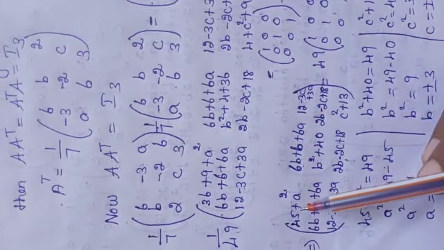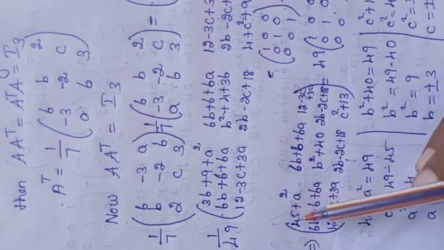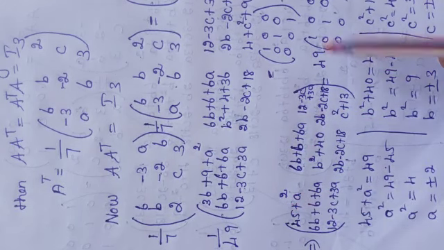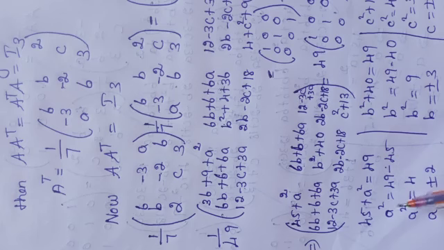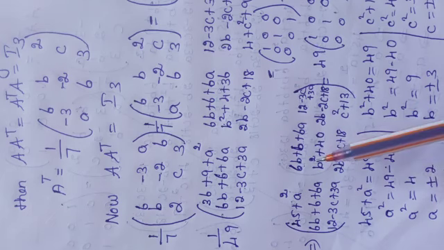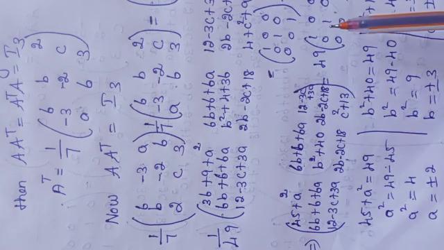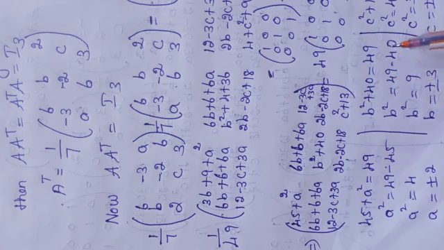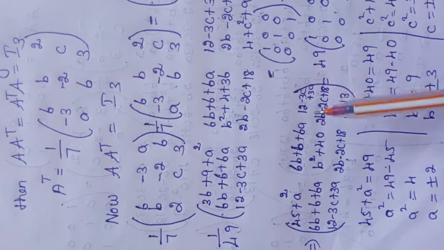Now since this is only with A square, equate it: 45 plus A square equal to 49 into 1, which is 49. Find A square: 49 minus 45 is 4. So A is equal to plus or minus 2. Now here B square plus 40 equal to 49, so B square is equal to 49 minus 40, or B square equal to 9. So B is equal to plus or minus 3.